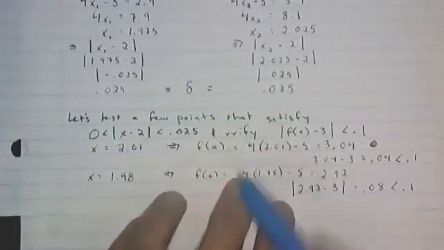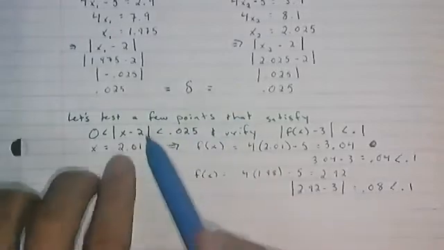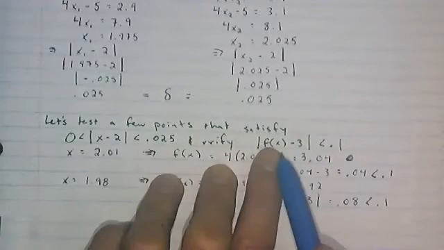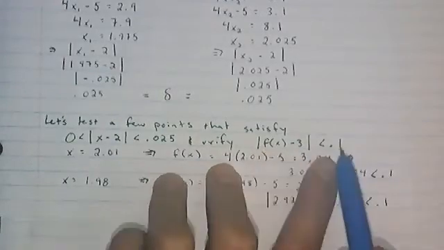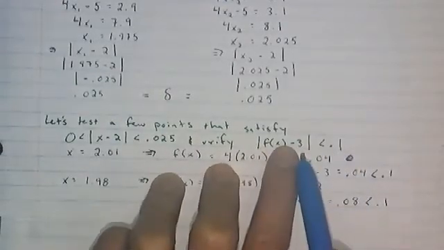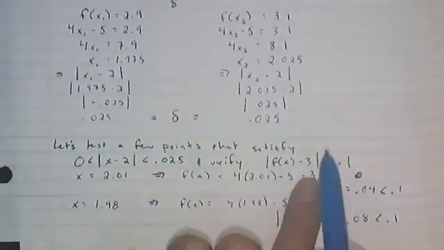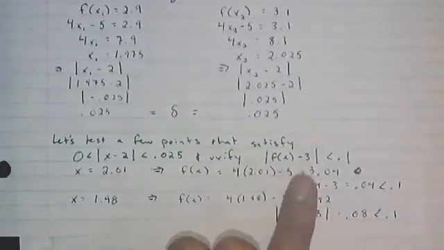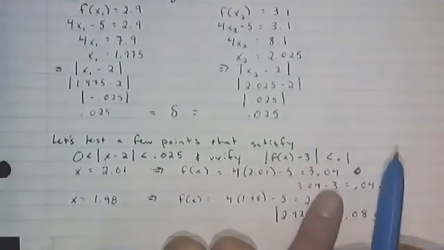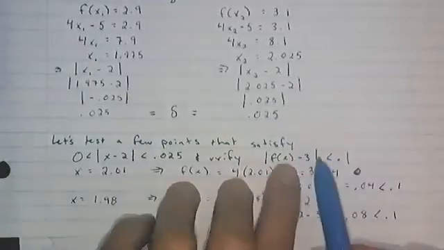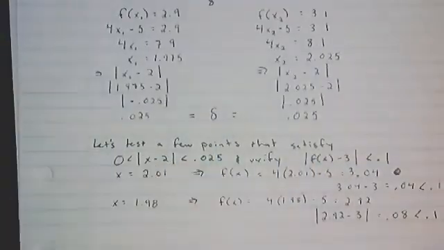So we could do this forever. We could just keep picking x values that satisfy this inequality and keep verifying that the resulting function value is within 1/10 of 3. And so this feels like a good delta for this epsilon. Again, this delta depended upon the choice of epsilon. We want to be within 1/10 of 3, so we need our inputs to be within 0.025 of 2.